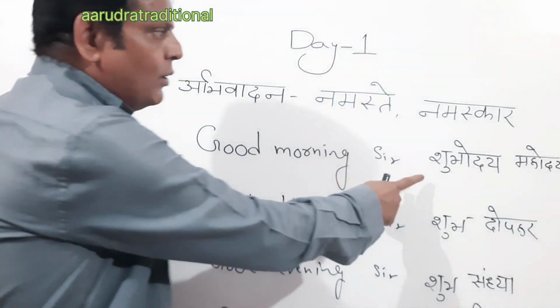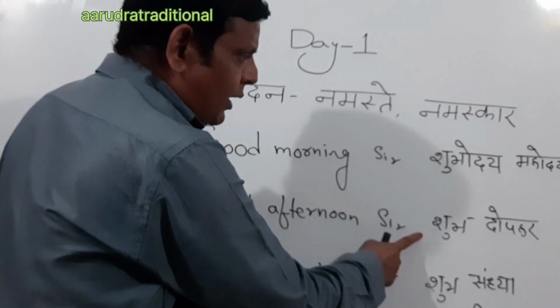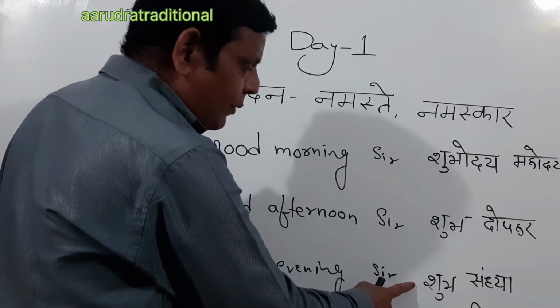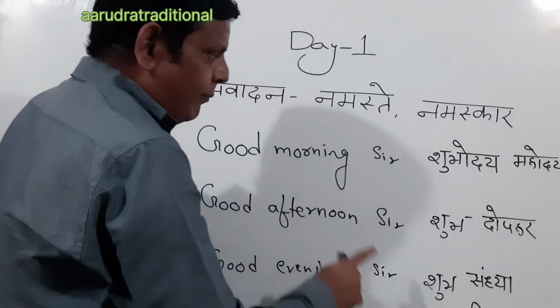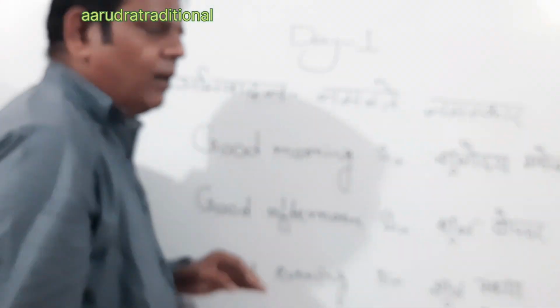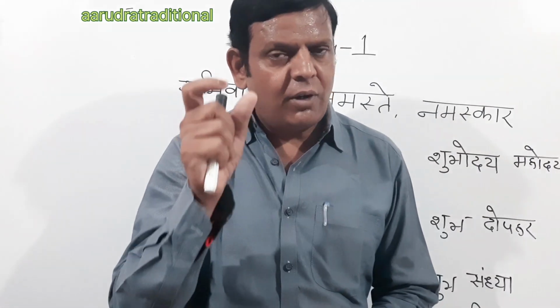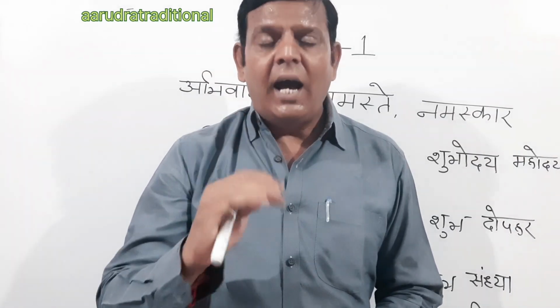What do they say in Hindi? Shubhodaya, Mahodaya. Shubh Dophar, Mahodaya. Shubh Sandhya, Mahodaya. Shubh Ratri, Mahodaya. And in the next class, we are discussing how many relations there are. From the relation, you have to identify that particular Hindi term, and you have to say it.